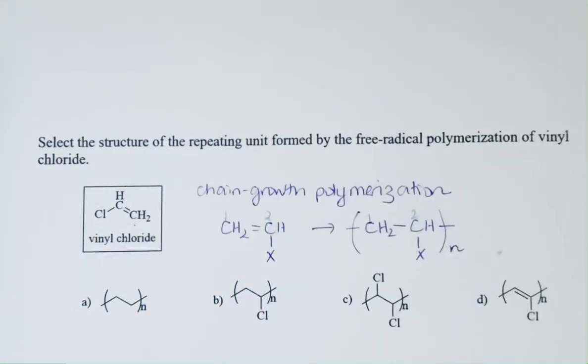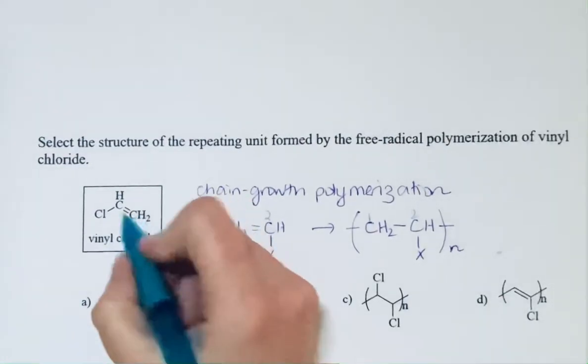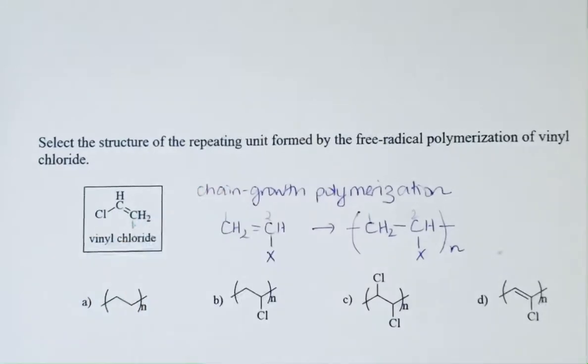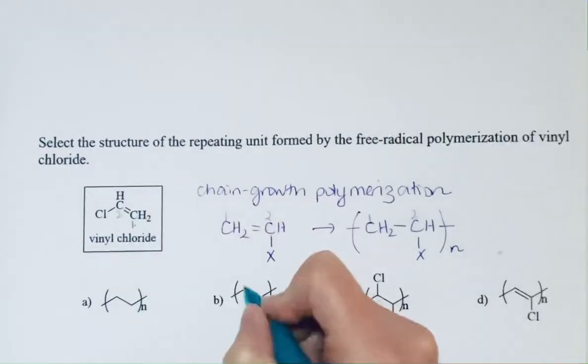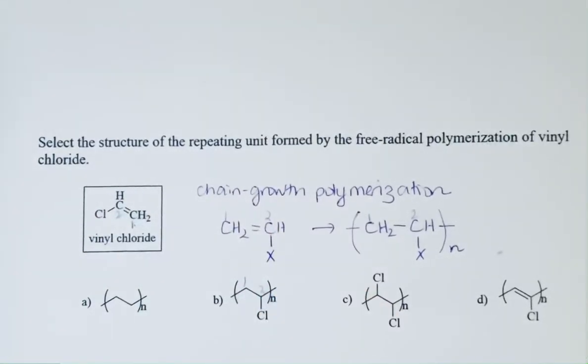So we should be able to pretty quickly pick out the structure of the repeat unit. The only thing we have on our alkene in this case is the chlorine. So if we say carbon 1, carbon 2, we can see that we've got that repeat unit here in B. So we can pick that out, and now let's take a look at how this polymerization actually occurs.